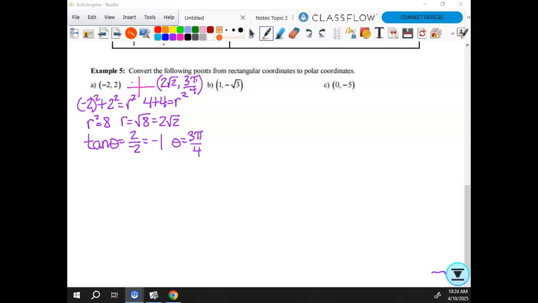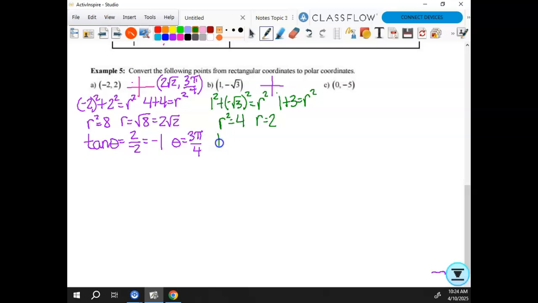All right, I'm going to go ahead and finish this just so I can get this uploaded. So on B, we are going to plot our little point. So 1, negative square root of 3 would be somewhere right about there. Doesn't have to be perfect. Just get it so that it is at least in the fourth quadrant. We do Pythagorean theorem. 1 squared plus negative square root of 3 squared equals r squared. So 1 plus 3 equals r squared. R squared equals 4. So r equals 2. Because remember, we're just going to go with the positive version here.